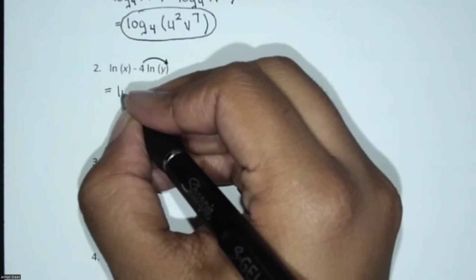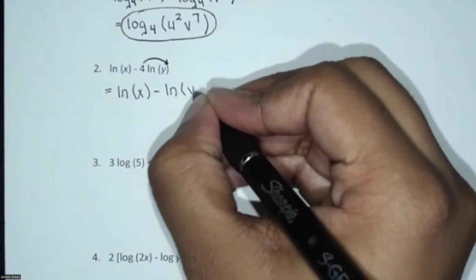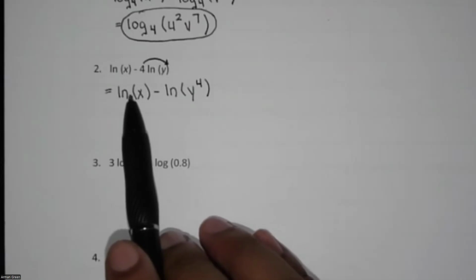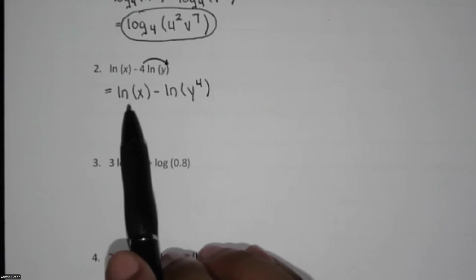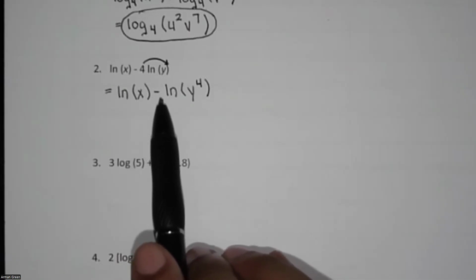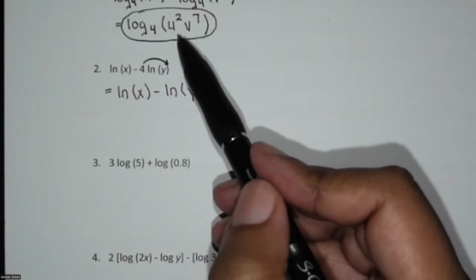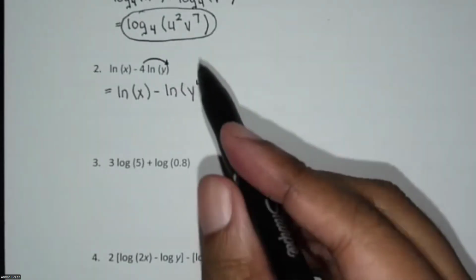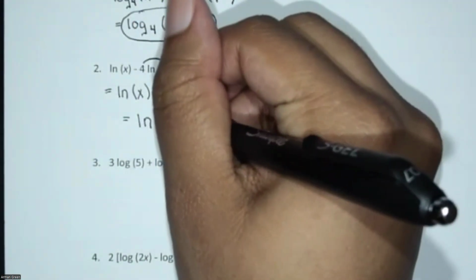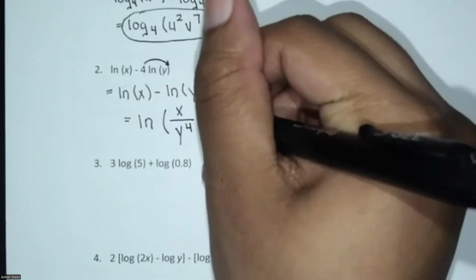In this case, the exponent for the second one is going to be 4. So we're going to rewrite this as the natural log of x minus the natural log of y to the 4th power. Now I have 2 logarithms, both natural logs, and I am subtracting them. If I want to combine these 2 things and we have subtraction, we're not going to multiply like we did up here. No, instead, we're going to do division. So really what we have here is the natural log of x divided by y to the 4th power.